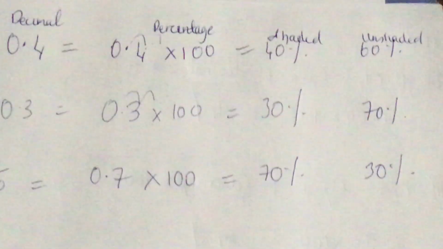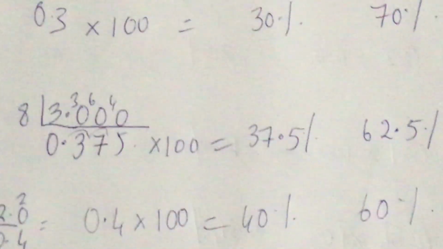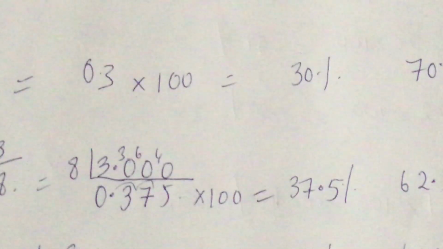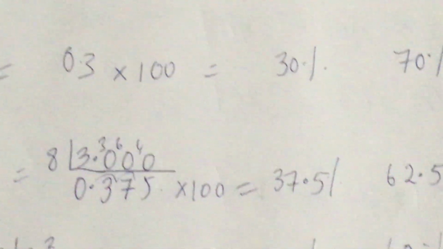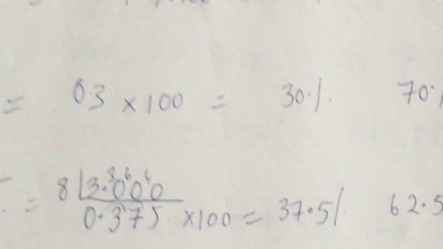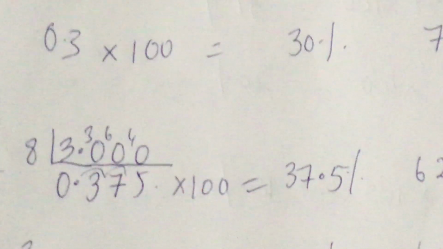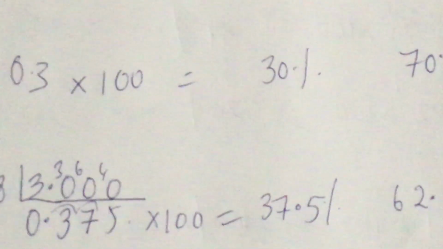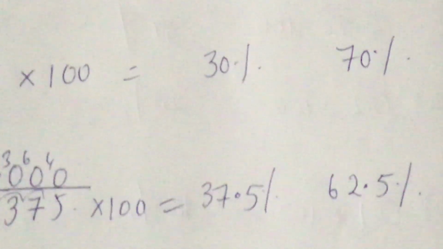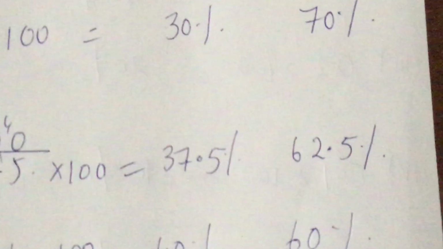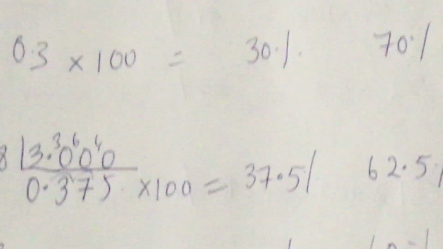So that's shaded, but we have to get the unshaded. So what do we do? 37.5 take away from 100%. So 100.0. Okay, 100.0 take away 37.5. Why have I put 100.0? Because we have the 0.5 there. So I have to put 100.0 for subtraction purposes. Take away 37.5 and you end up with 62.5. And if you want to check whether I'm right or wrong, add the 62.5 onto the 37.5, and I guarantee you'll end up with 100%.